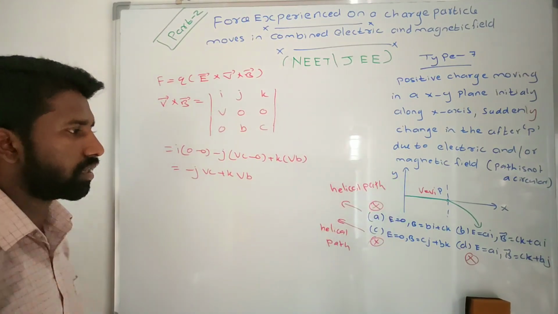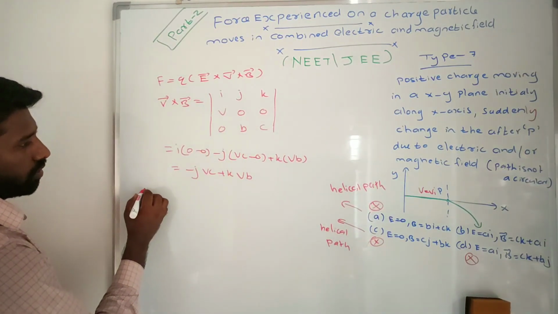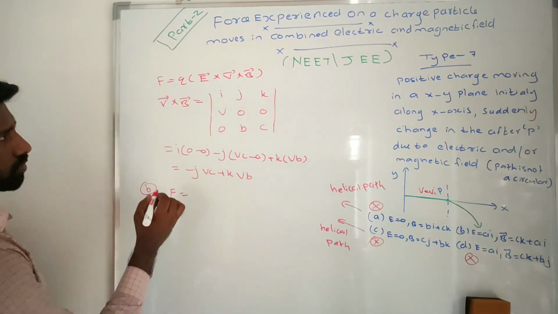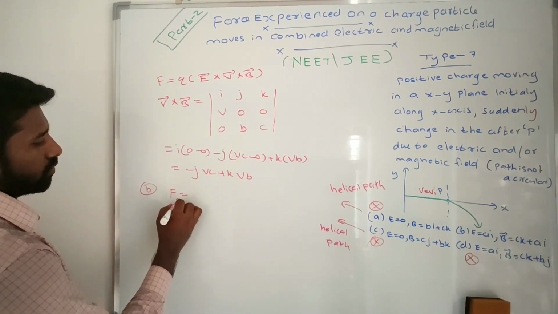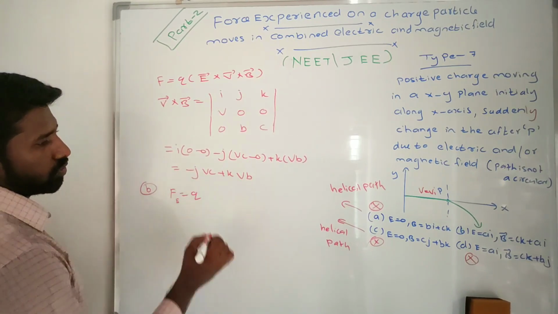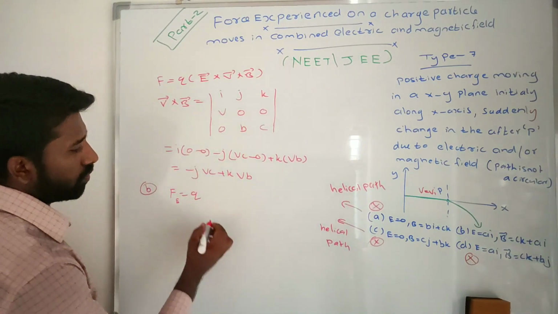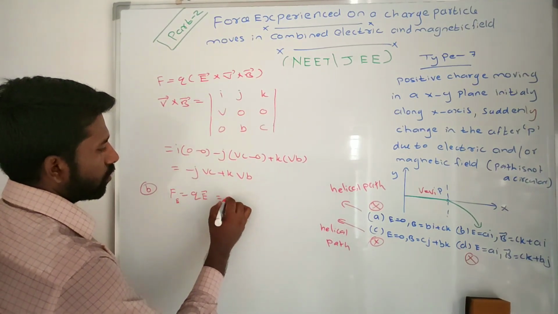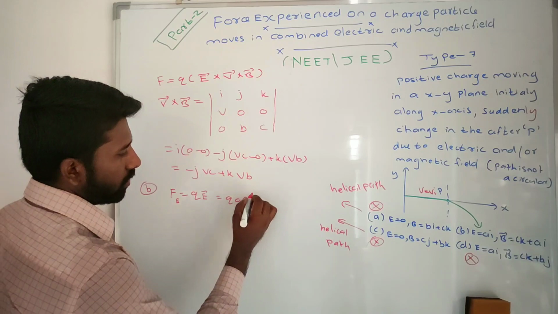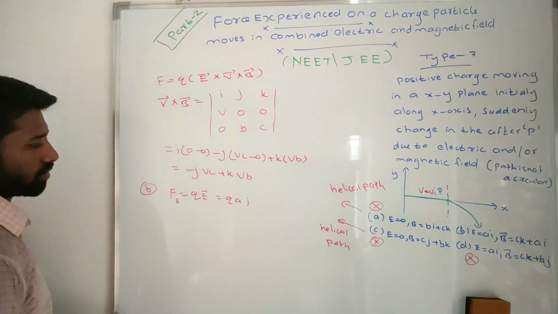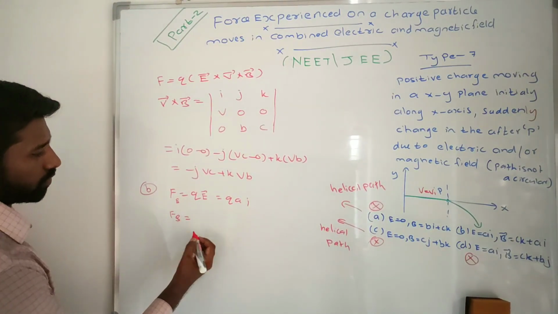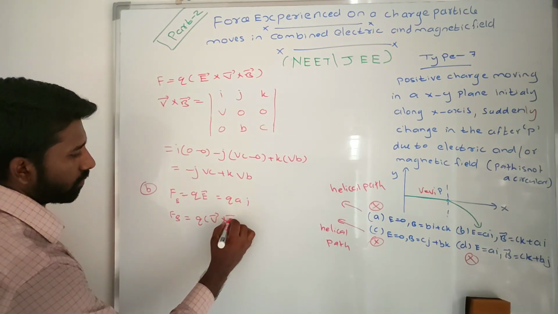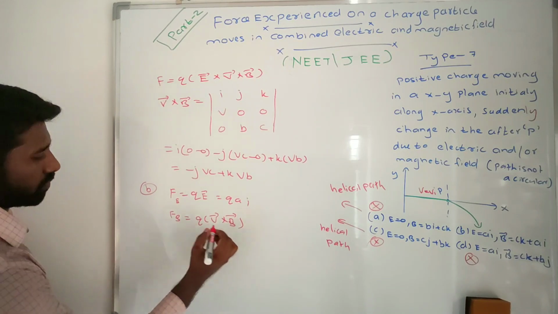How will we check whether it is correct or not? For option B, what about the electrostatic force? F is equal to Q into E. E is in which direction? They have given it as Q into A i. In this direction the electric field is acting. And what about the magnetic force? Magnetic force equals Q into V cross B, so V cross B we are going to find out.